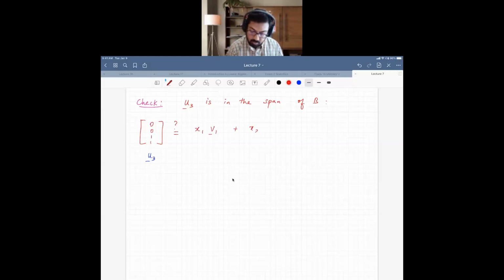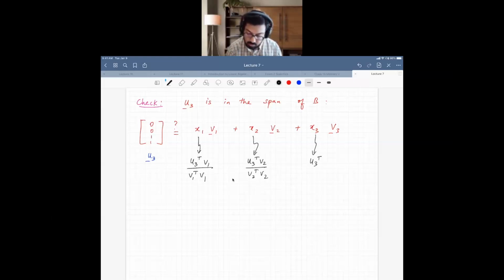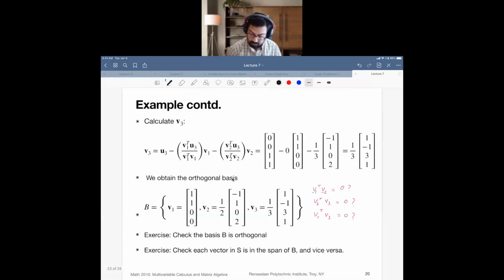x1 v1 plus x2 v2 plus x3 v3, can I get u3, where x1 is u3 transpose v1 divided by v1 transpose v1. And similarly x2 is u3 transpose v2 divided by v2 transpose v2. And for x3 you have u3 transpose v3 divided by v3 transpose v3. If you plug in the numbers, you will see that this goes to exactly 0, 0, 1, 1. So this checks that whatever you are able to span with S, you are also able to span with V1, V2, V3, the span of V. So this checks out.